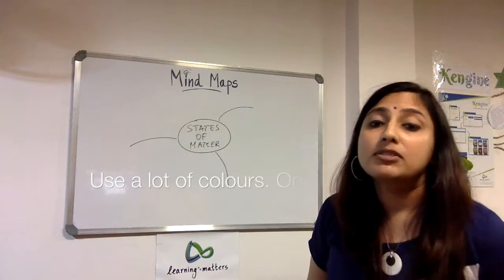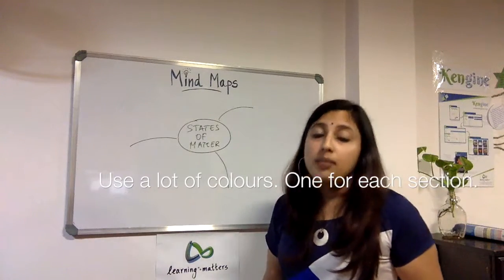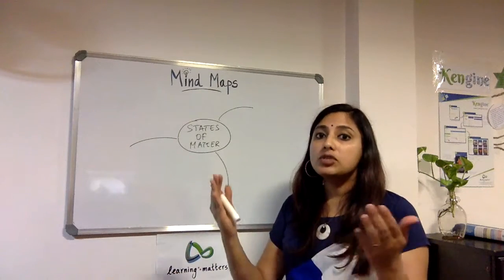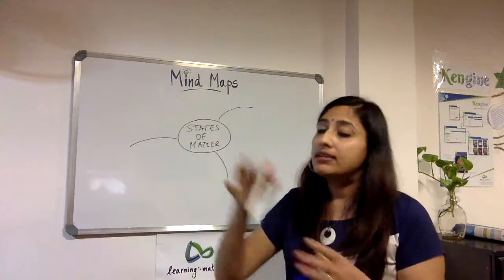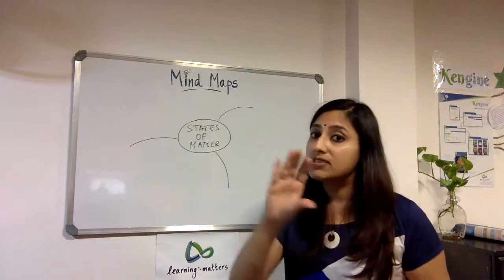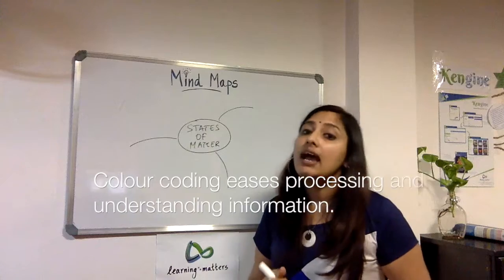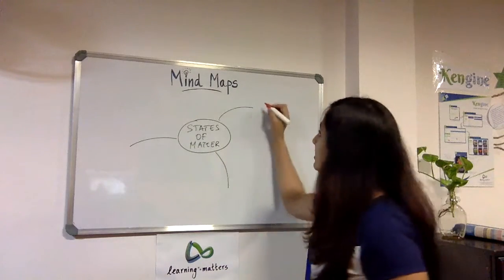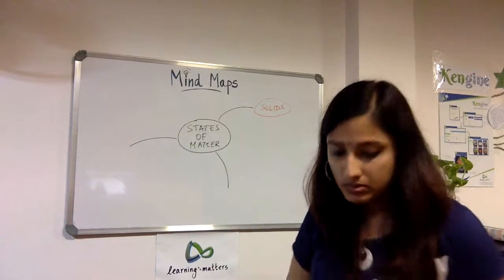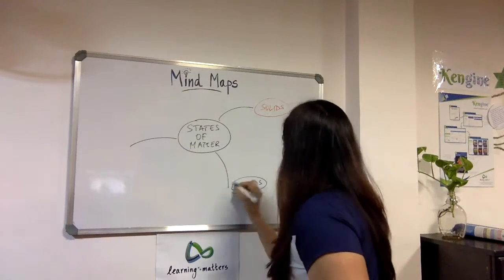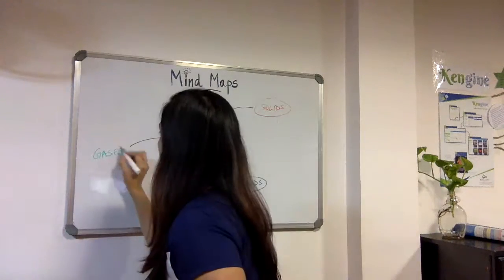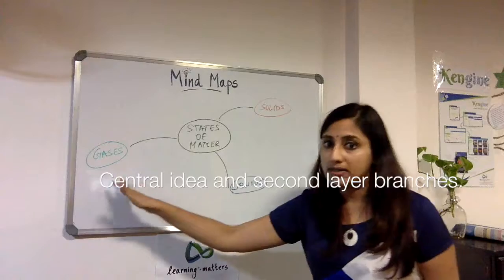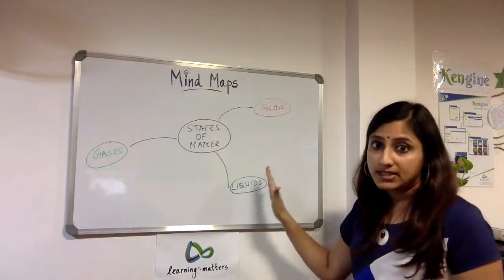When creating mind maps, make sure to use a lot of colors, preferably one color for each section of concepts. That way, when your student looks at the completed mind map, they're going to see the different sections of information in different colors. It's almost like color coding, and that makes it easier for them to process and understand. So I'm going to use red for solids, blue for liquids, and green for gases. So now we have our central idea, and then we have the second layer of concepts that are now branching out from the central idea.